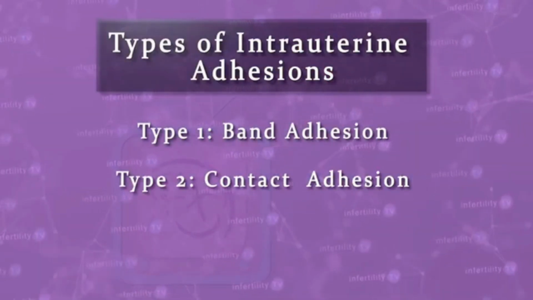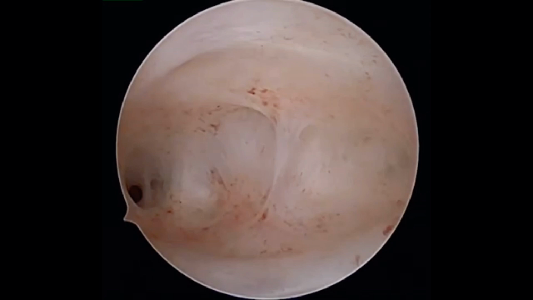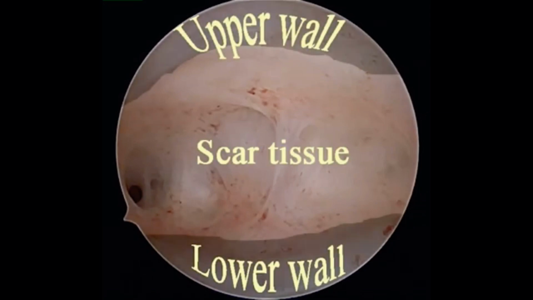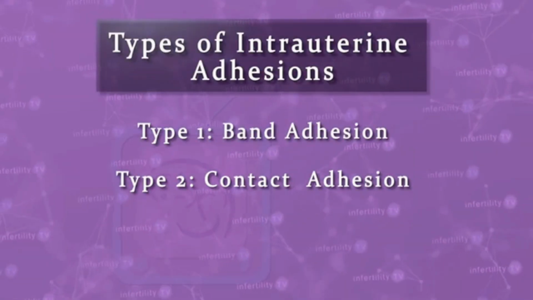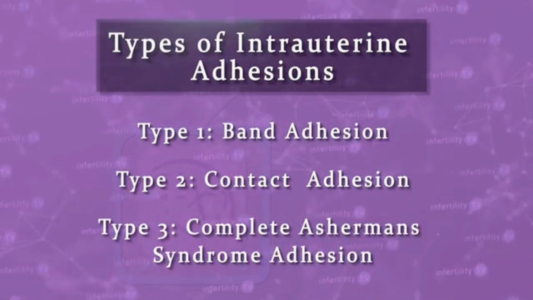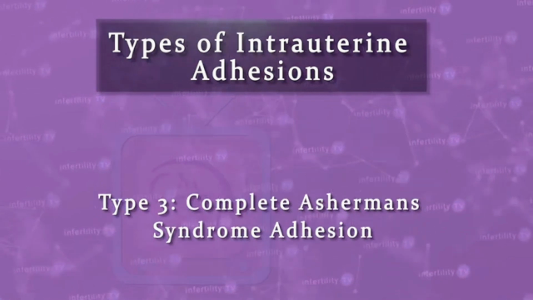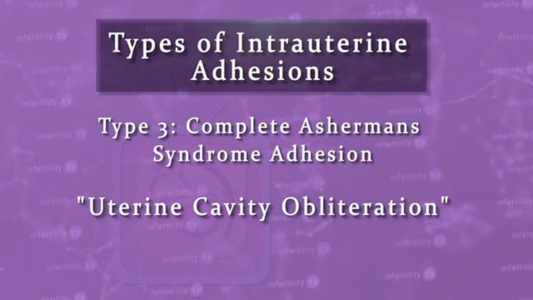Category 2 is called a contact adhesion. In this type, the walls of the uterus have gotten stuck together. The affected area is usually larger than is seen with a band adhesion. Category 3 is when the entire uterine cavity has been affected. Really, this type of adhesion is a more severe version of Category 2. Doctors will refer to this as uterine cavity obliteration.